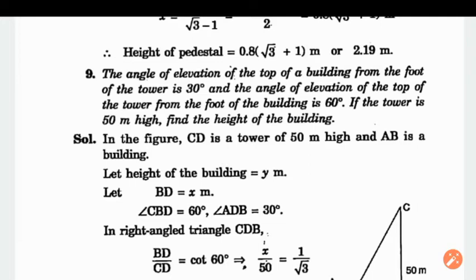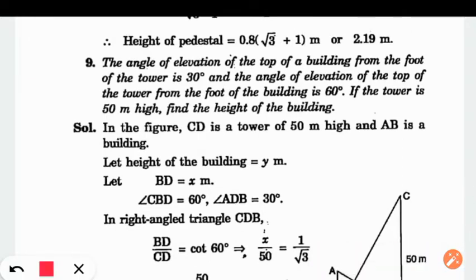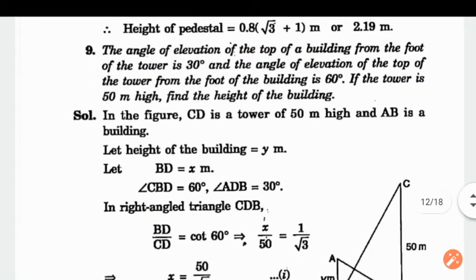Now, what we have in question number 9? The angle of elevation of the top of a building from the foot of the tower is 30 degree. So, from the foot of the tower, one building is there and one tower is there. So, from the foot of the tower, when you watch top of the building, it will make 30 degree angle, and the angle of elevation of the top of the tower from the foot of the building is 60 degree.